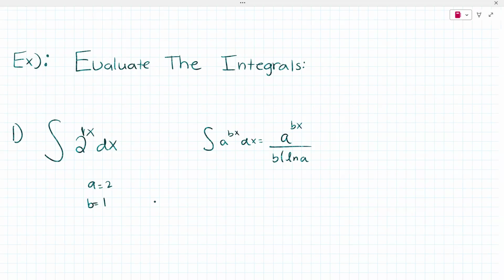Okay, and then just put it in the formula. So it's going to be 2 raised to the bx, so that's 1x, over b is 1, ln of a, which is 2, plus c. Okay, so that is going to be 1 times ln of 2, which is just itself, so it's really 2 raised to the x over ln of 2 plus c.